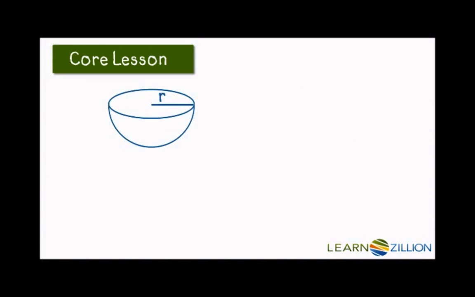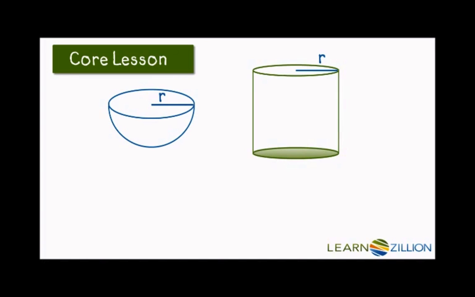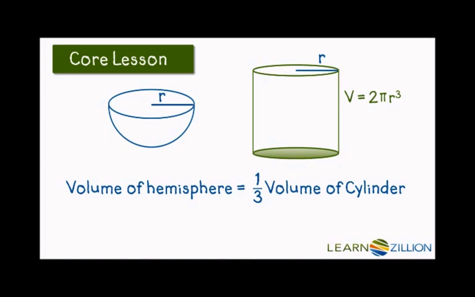What does this mean for us? Well, if this is our hemisphere and this is our cylinder, and we know the cylinder's volume is 2 pi r cubed, well, we know if the volume of the hemisphere is 1/3 the volume of the cylinder, then the volume of the hemisphere must be 2/3 pi r cubed.